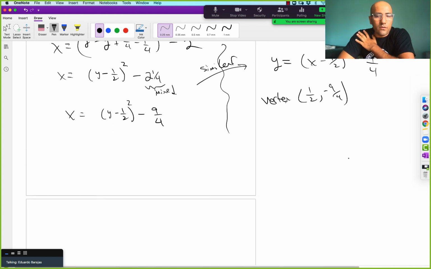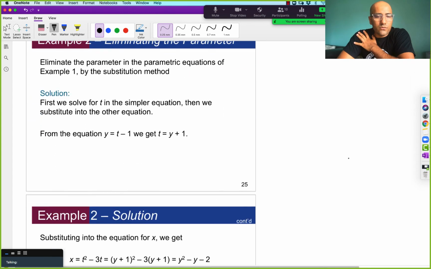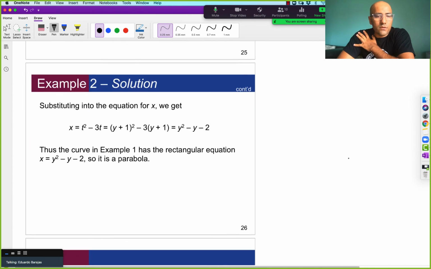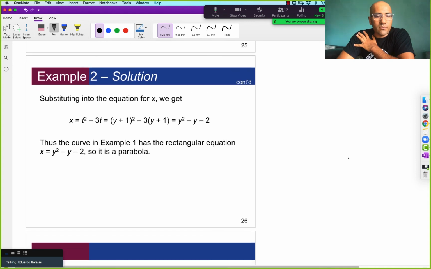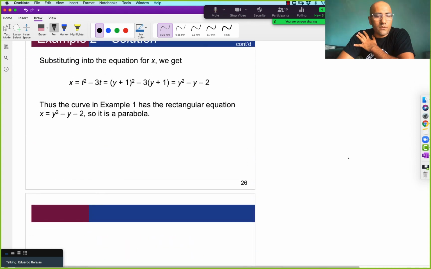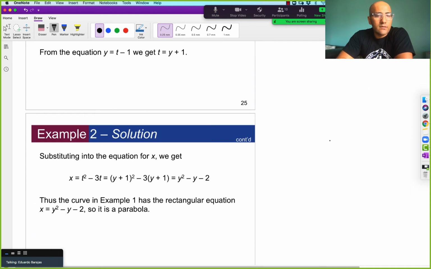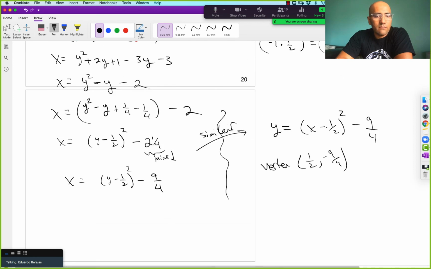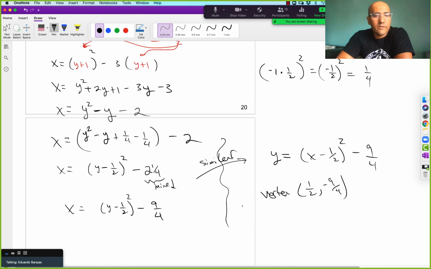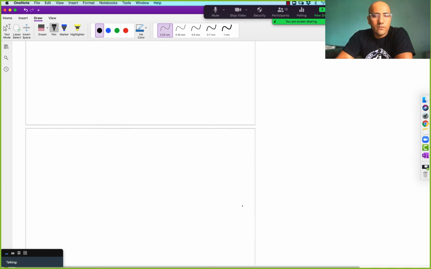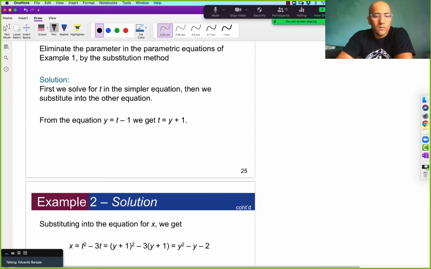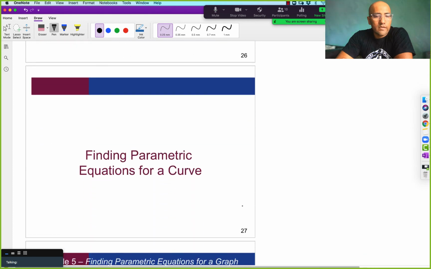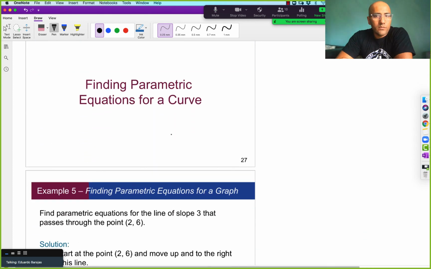Good. Let's see what the author did. Example 1 has a rectangular equation of x equals y squared minus y minus 2, so it's a parabola. Okay, author just stopped there. Good. Okay, any questions? No?